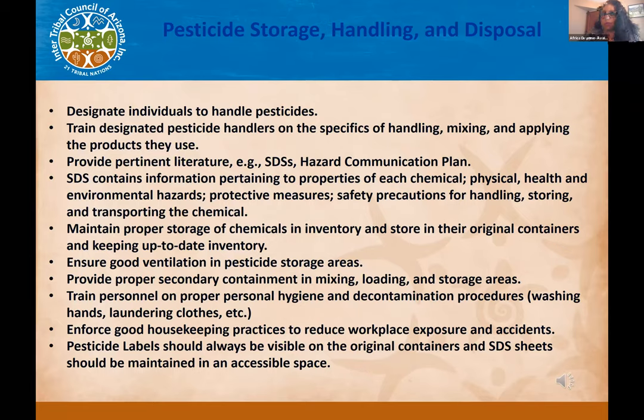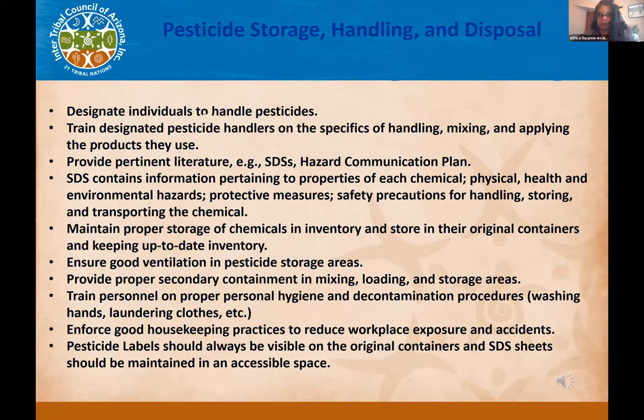Provide pertinent literature, for example, SDS, safety data sheets, hazard communication plan. SDS sheets contain information pertaining to properties of each chemical, physical, health, and environmental hazards, protective measures, and safety precautions for handling, storing, and transporting the chemical. It has more information than the label itself, and it is intended for medical personnel in case someone becomes sick or exposed to that chemical, but it does have all of the information that you need to know about that specific chemical.